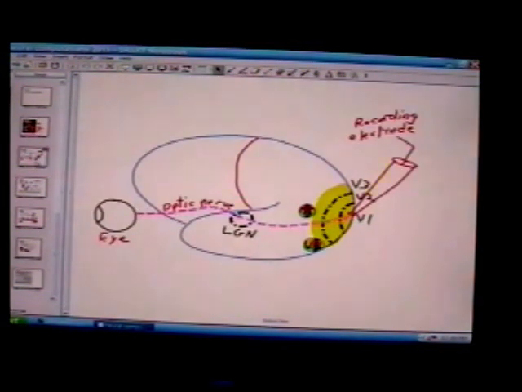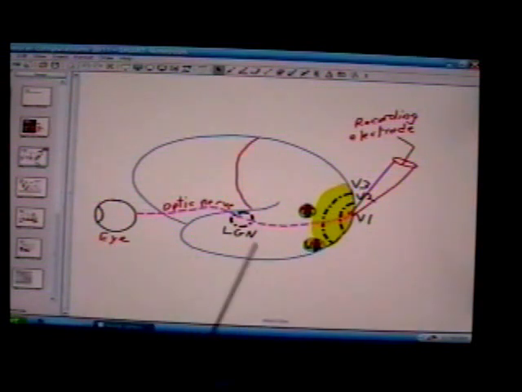Now, some famous experiments were carried out in history. They won some people some Nobel Prizes in physiology. And the basic idea was to simply record from individual cells in primary visual cortex. So you stick these little microelectrodes into the brain back there and record what sorts of visual stimuli will activate one particular cell in the visual cortex.